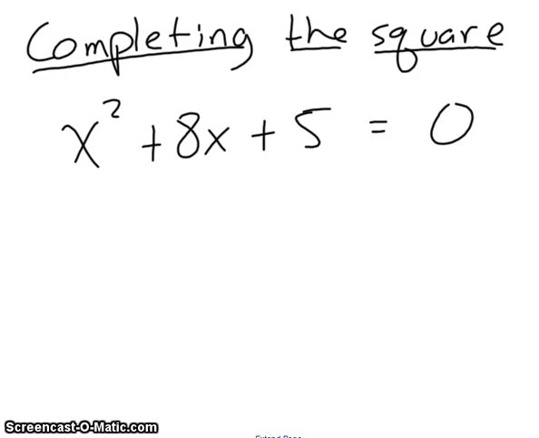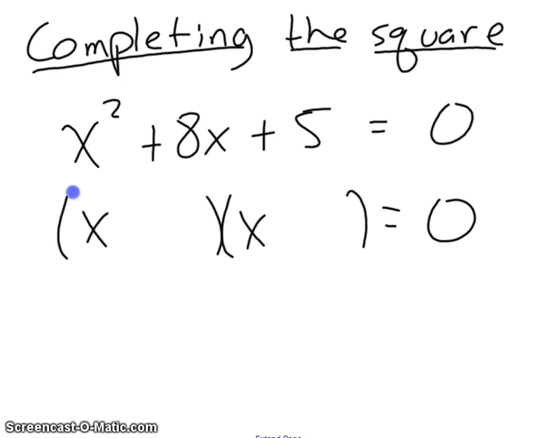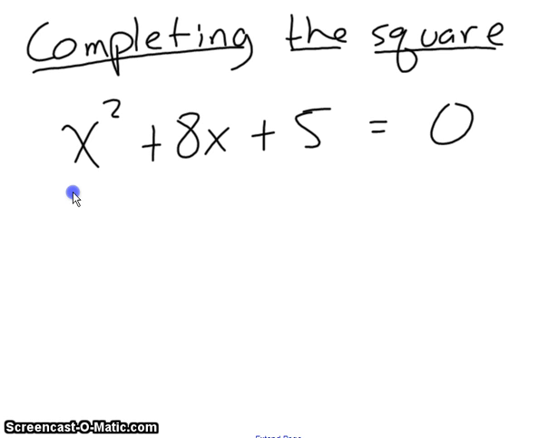Here we are trying to solve for x. Typically, what we'd do is we would factor and use the zero product property to solve the two different binomials. The only problem is there are no factors of 5 that add up to 8, so this problem is unfactorable. So what we need to do is add something to make it factorable.